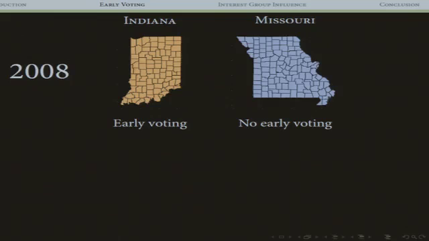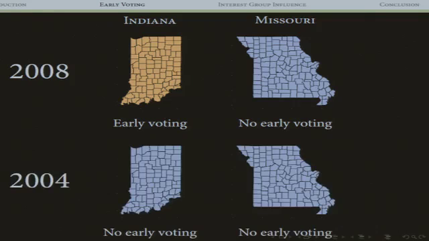Here's a state with early voting in 2008, that's Indiana, and a state without early voting in 2008, that's Missouri. And we're going to start by thinking about comparing turnout rates in those states. Okay. And then we can also look at what happened before the law came into effect in 2004. And so we could look at the comparison between the states when neither state had the early voting program.